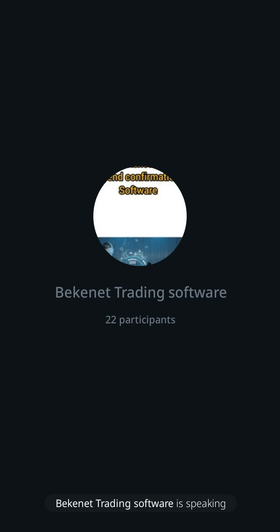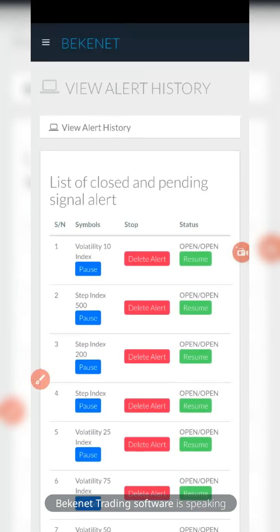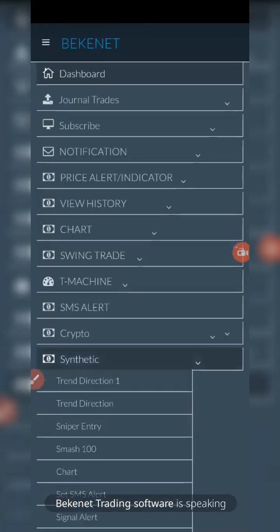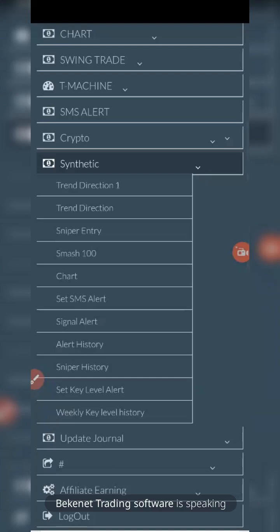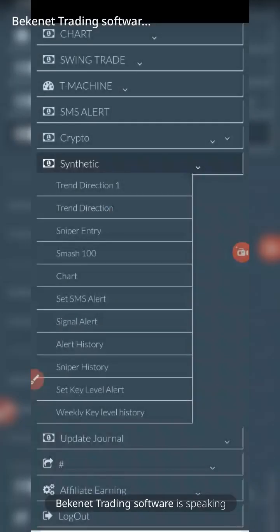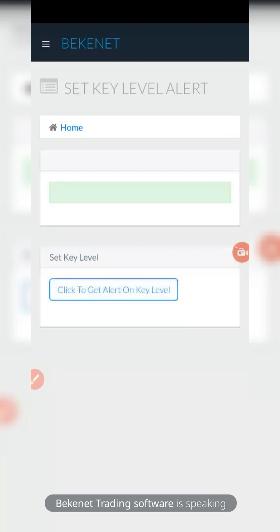So if I remove the pause now, everything will start coming in and telling me that price is reacting to a key level. So how do I get to this place? It's pretty simple. Just click here. Select the pair that you want, that you're watching out for. Say it's Step 200. You want it to react to any level, let it notify you. Just come here, click on this, select this button here.